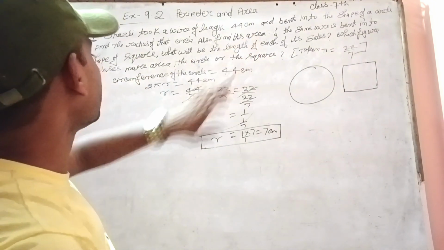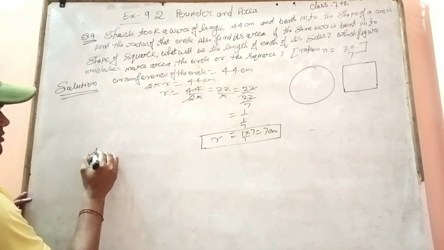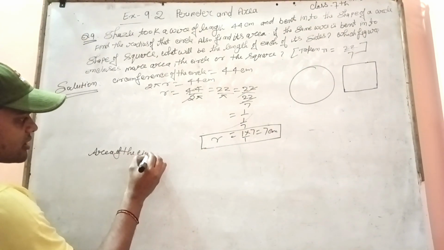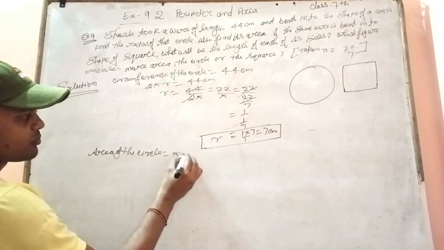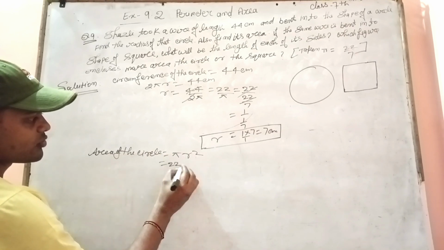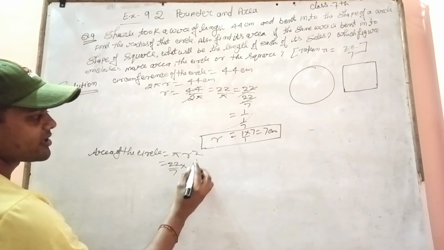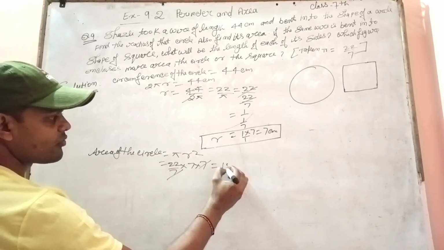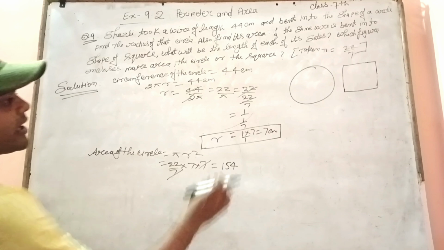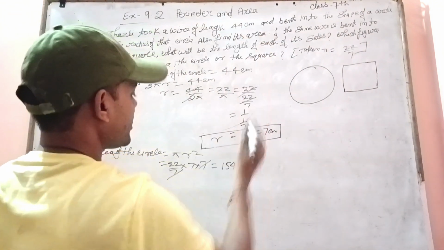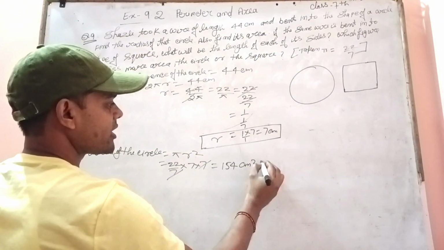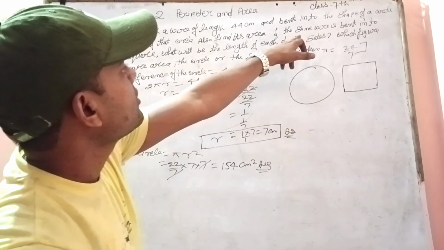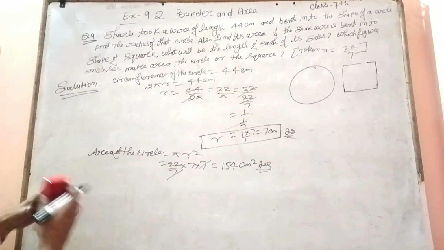And also find its area. Area of the circle is equal to pi r square, equal to 22 by 7 into radius 7 into 7. 7 is cancelled out, and it is equal to 154. The unit is centimeter square. This is the answer.